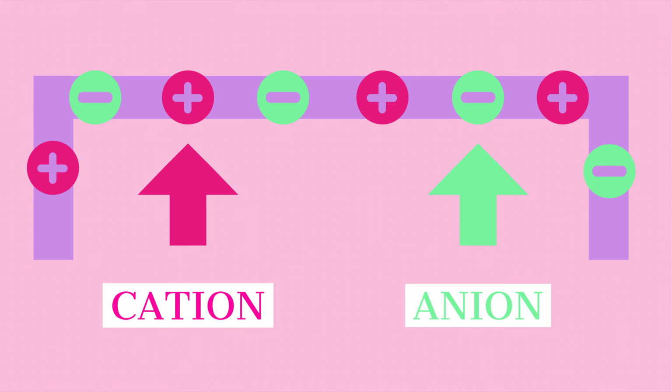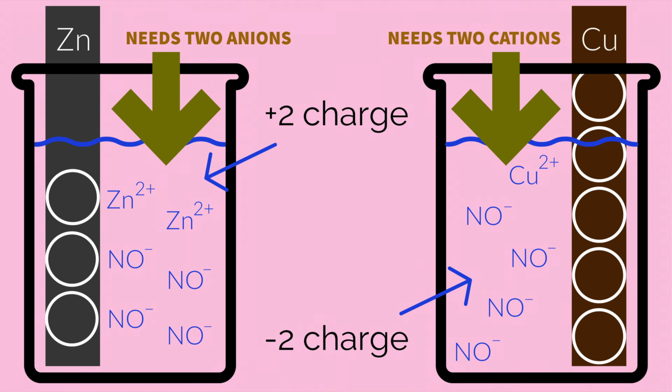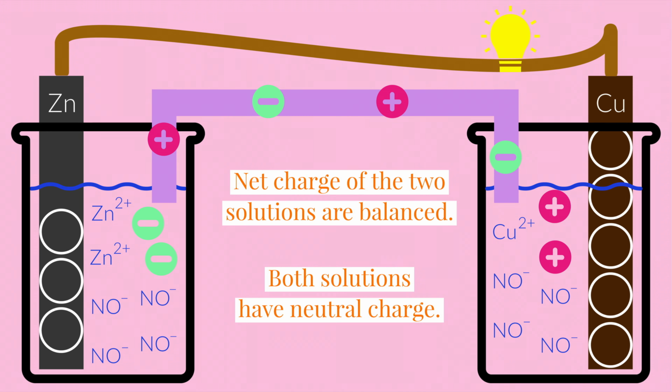In it there are potassium ions and nitrate ions. We see that the solution in the left half cell has a +2 charge caused by the addition of a zinc cation, and that the solution in the right half cell has a -2 charge caused by the loss of a copper cation. To make the solutions have the same charge again, 2 nitrate anions will enter the solution on the left, and 2 potassium cations will enter the solution on the right. Now the net charge of both solutions is 0, and the voltaic cell is working.